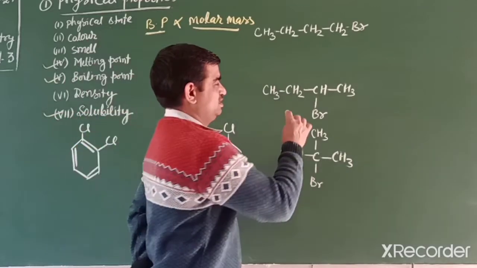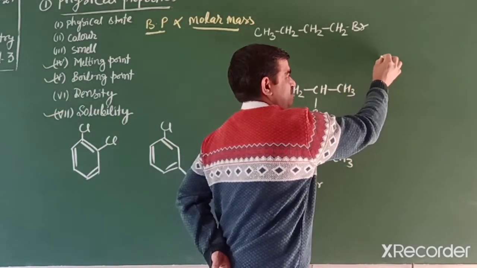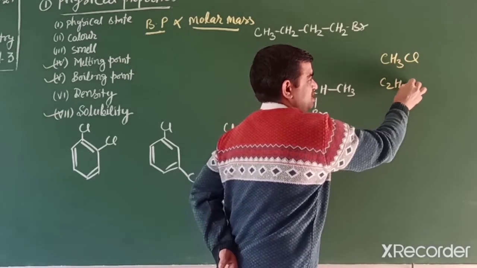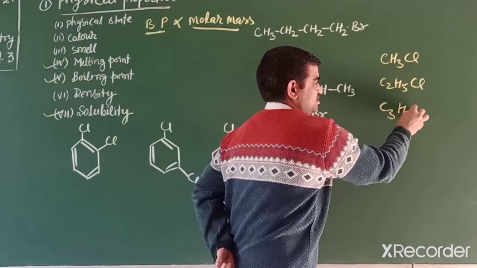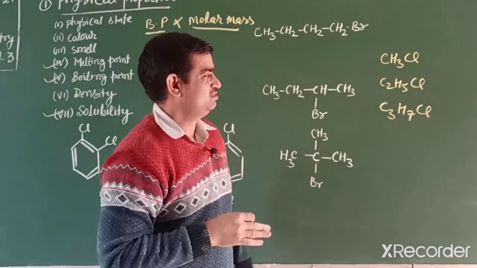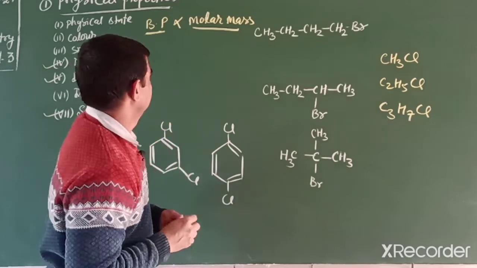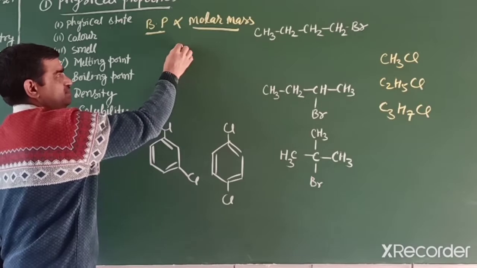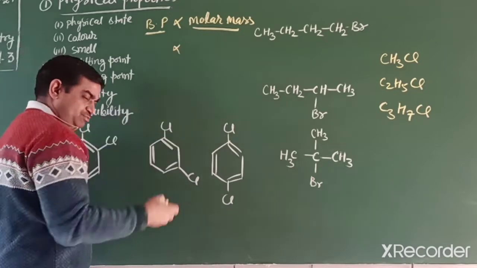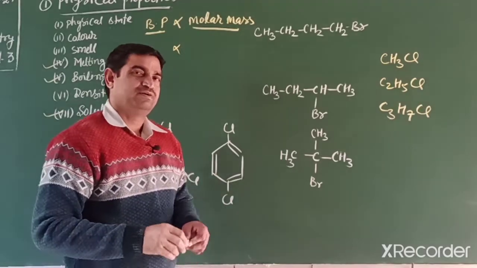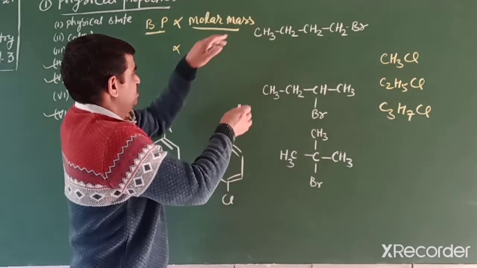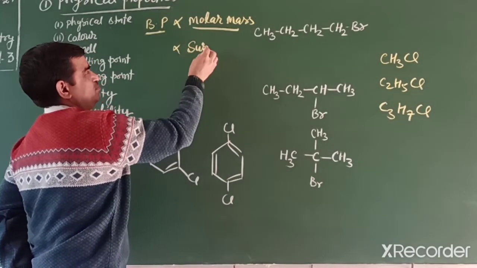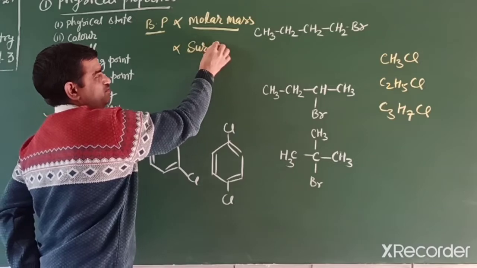For example, if a haloalkane has 1 carbon, CH3Cl, the other is C2H5Cl, then C3H7Cl, it means molar mass increases, and boiling point and melting point both increase. That is the simplest rule. Another factor is surface area. The more the surface area, the more the boiling point. It means boiling point is directly proportional to surface area.